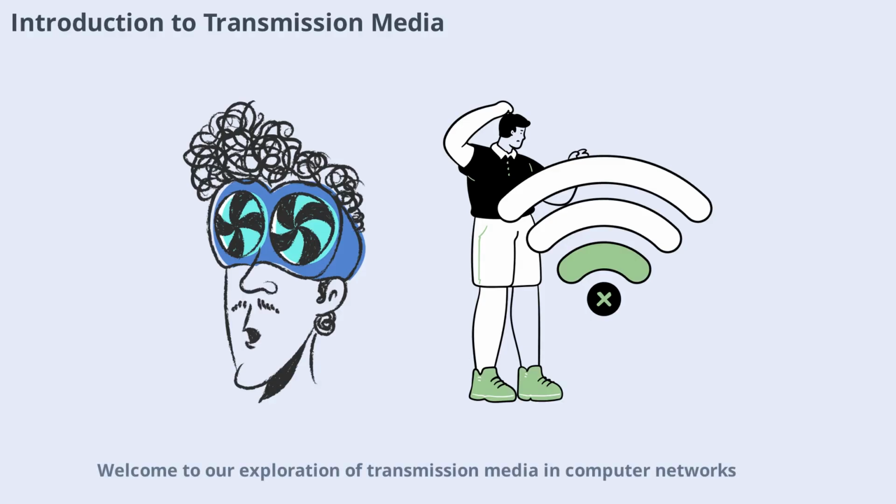Welcome to our exploration of transmission media in computer networks. Transmission media are the physical pathways that connect computers, devices, and other network components, allowing data to travel from one point to another. These media play a crucial role in determining the speed, reliability, and security of data transmission.